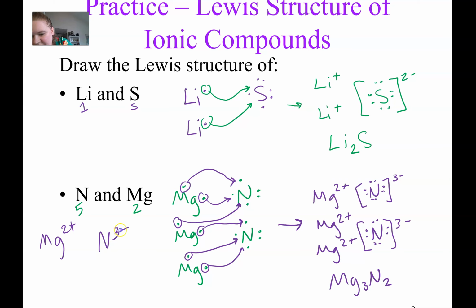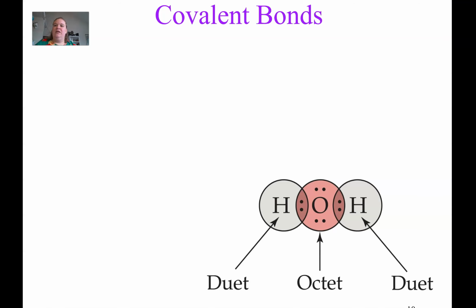Now, we know this already, because if we go back and look at the charges that we know for these two atoms, we can do our cross rule, and we would get Mg3N2. So this isn't really telling us something that we don't already know. It's just giving us a little bit more explanation as to why it works. So that was it for ionic bonds.